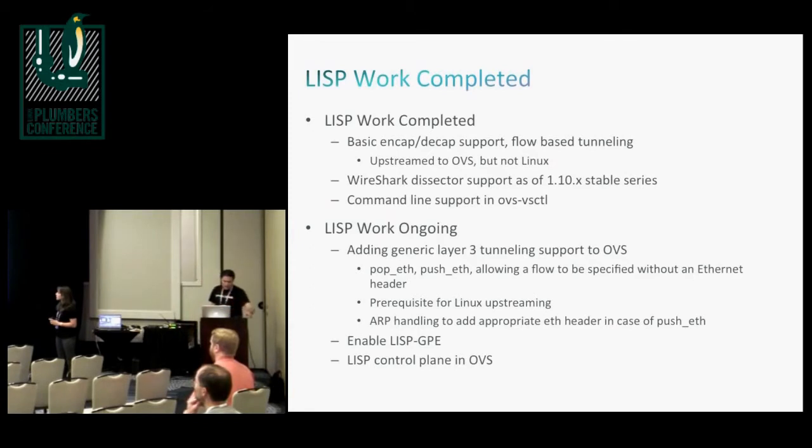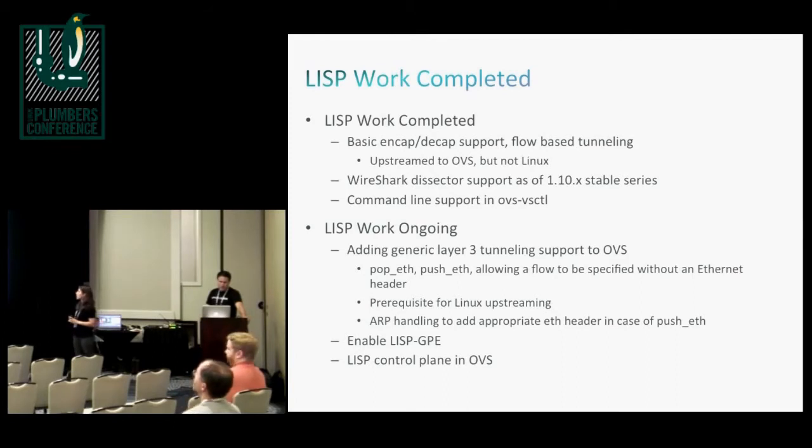And so we have support for that in OVS, but not in upstream Linux. The Wireshark dissector for Lisp has been available since 1.10. And the most problematic thing that we faced was that OVS is very L2 oriented. So even to define a flow, we had to have an Ethernet header.